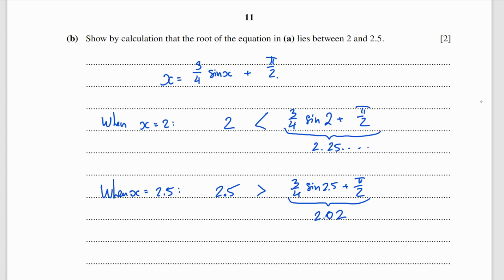So now here's the logic. When x is equal to 2, the left-hand side is smaller than the right-hand side. When x equals 2.5, the left-hand side is bigger than the right-hand side. So that means that somewhere in between 2 and 2.5, they must be equal to each other. And we can write it as such. Change of the inequality sign indicates the presence of the root.